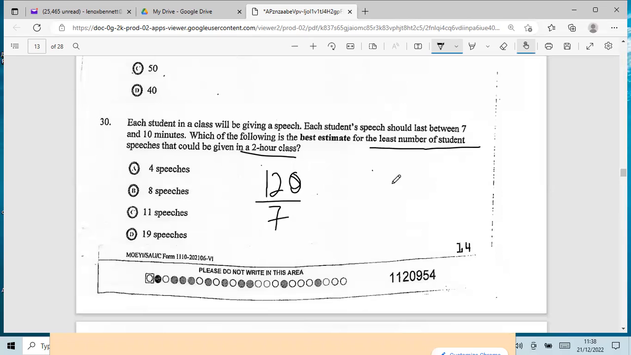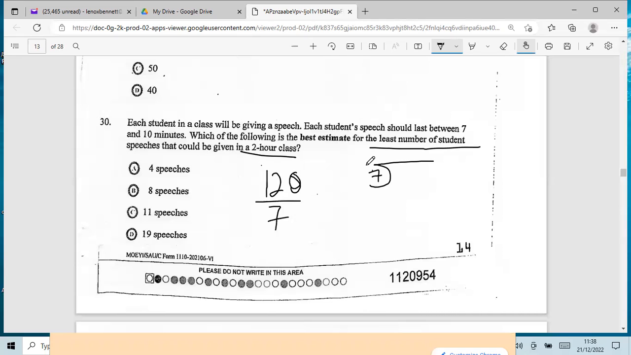7 into, let me just do it long division style. Wait, sir, are you sure that the answer is going to be 7? Because the speakers are like 10 minutes. So aren't you going to divide that 120 by the 10 and you get 12? And because it says the estimate, 11 is closer to 12.